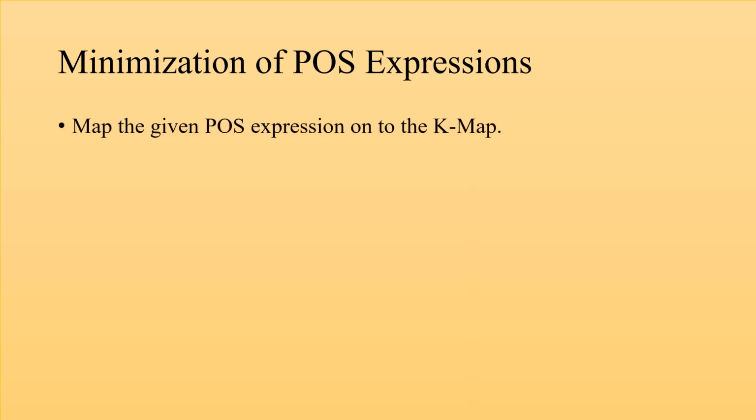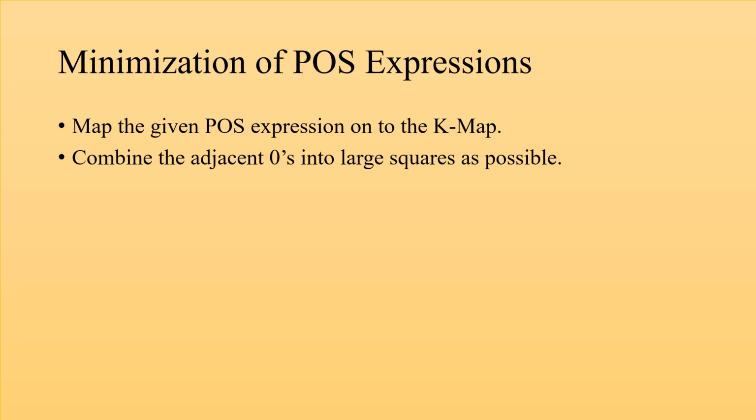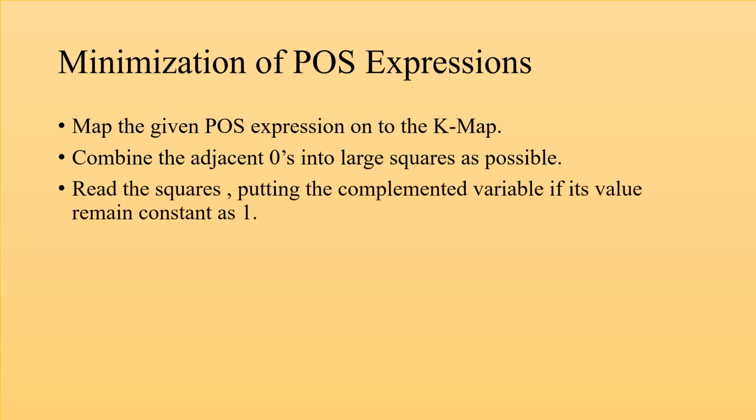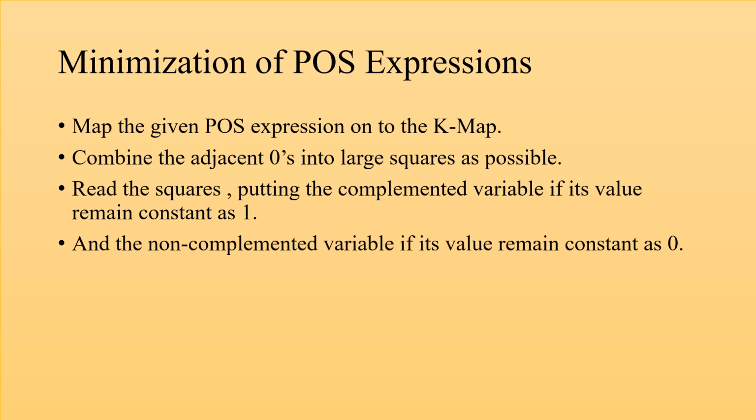Now let us see how to do the minimization of POS expression. The first step is to map the given POS expression onto the Kmap, that is, placing zeros in the squares or the cells. Then combine the adjacent zeros into as large squares as possible. Then read the squares, putting the complemented variable if its value remains constant as 1 and the non-complemented variable if its value remains constant as 0. Like for example, if the value is A bar, you have to put 1 for that, and if the value is A, you have to put 0 for that. And then write them as a sum term. So these are the steps that we have to follow to minimize the POS expression.